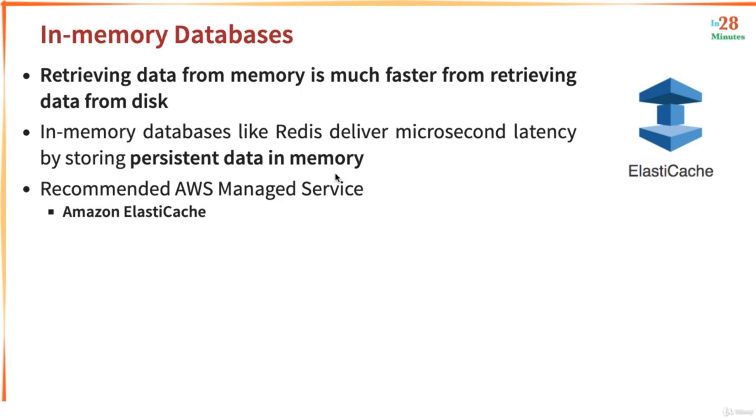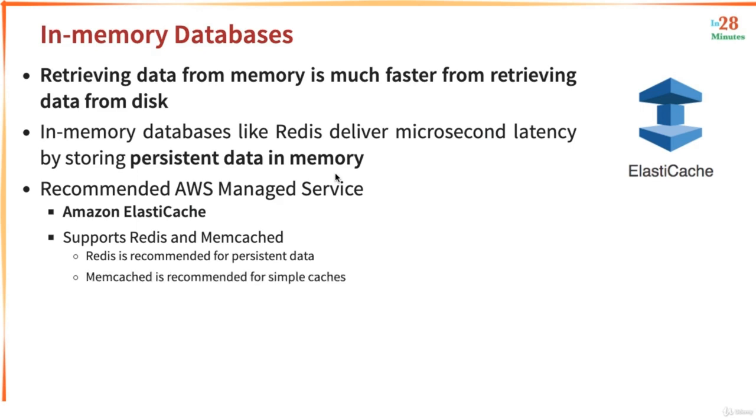The thing about Elasticache is actually a combination of two services, Redis and Memcached. Redis is recommended for persistent data. So this is just a high-level classification. We will be talking about Redis and memcached in a detailed level a little later. For now, Redis is recommended for persistent data and memcached is recommended for simple caches. So if you want to create an in-memory cache, instead of talking to the database everywhere, you want to first check the cache and then you want to hit the database.